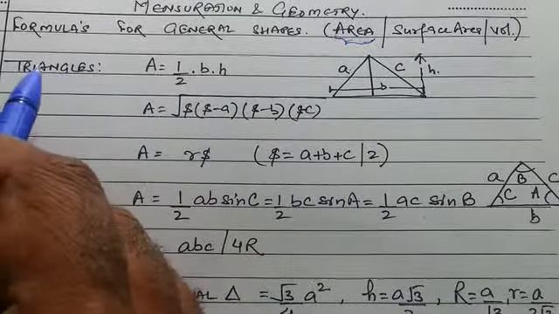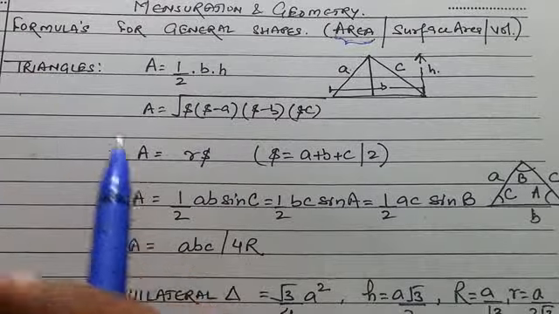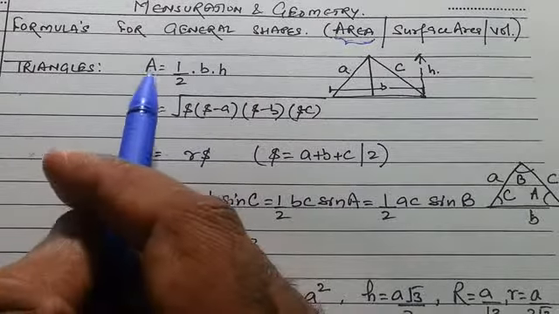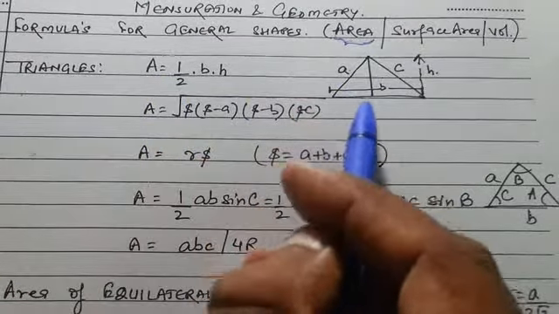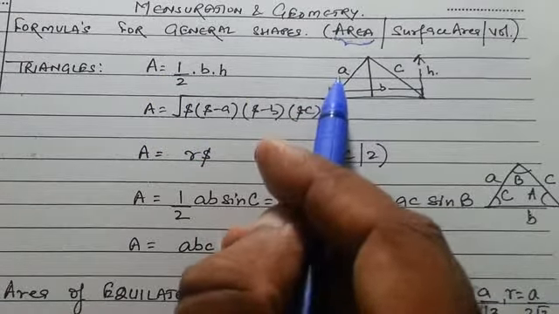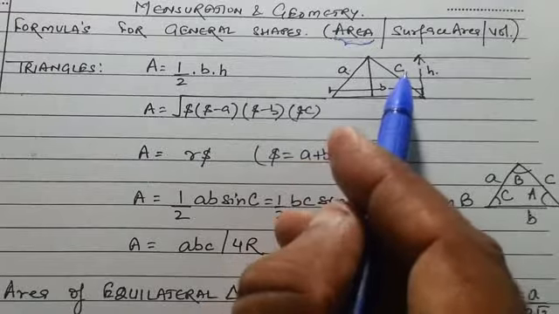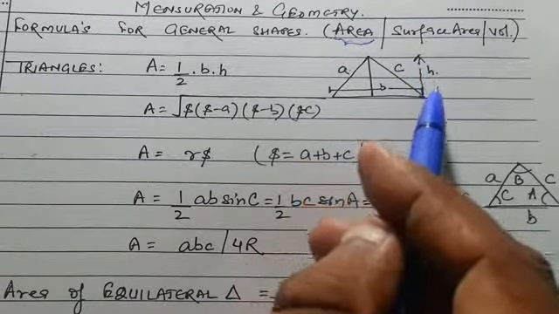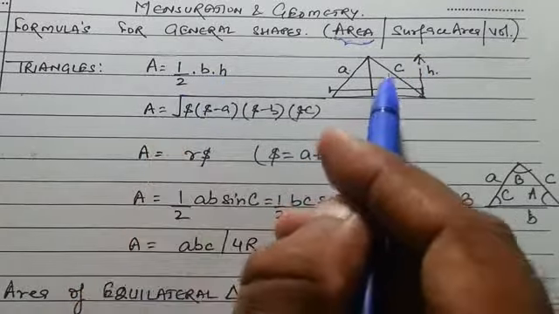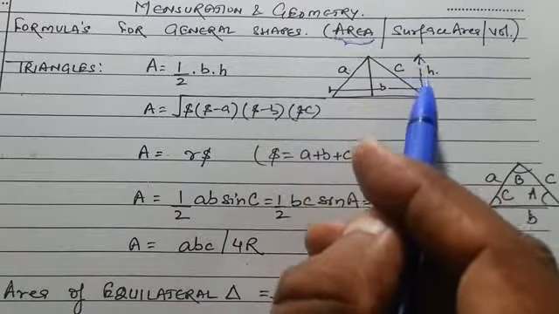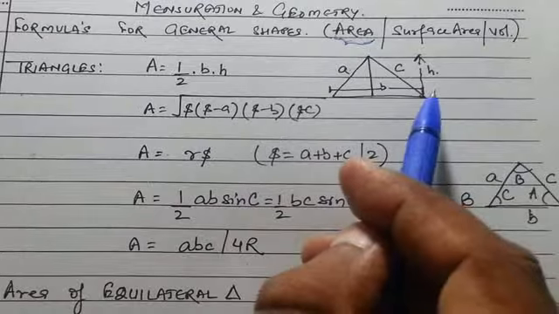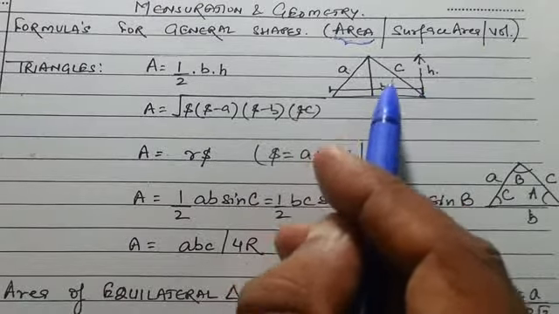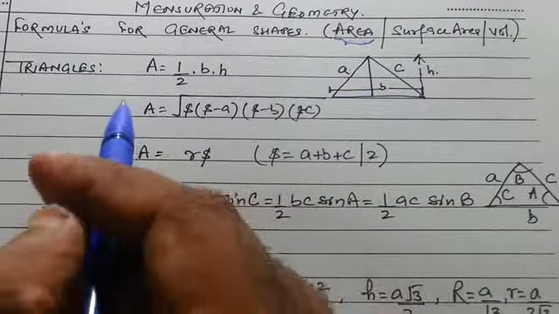Now let us take this shape triangle first. So its area is equal to half base into height. If we are given a triangle in which we are having a side A, another side of B centimeter, another side of C centimeter and height h, so our area is equal to half base into height if height is known. But from the examination point of view, if I want to find out the area without having the height but all three sides are known to me, then I will be using this formula.